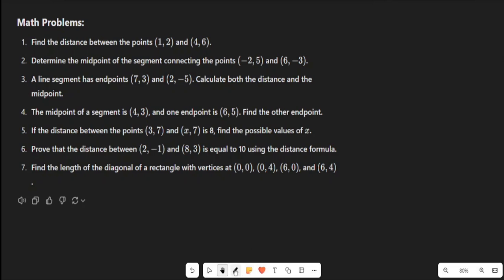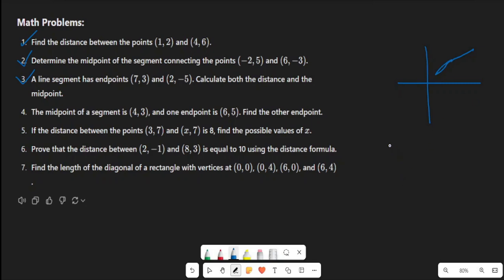Here we have some math problems. Now we have already done these three problems more or less in MCQ before, so we know this is actually very easy math. Then the midpoint of a segment is 4, 3, and one endpoint is 6, 5. Find the other endpoint. So basically here they are telling us that we have a midpoint that is 4, 3, and one endpoint that is 6, 5. We have to find the other endpoint, which is not given here.